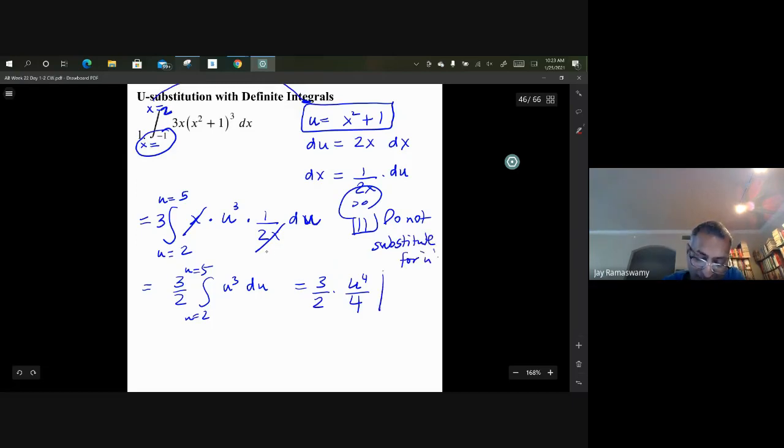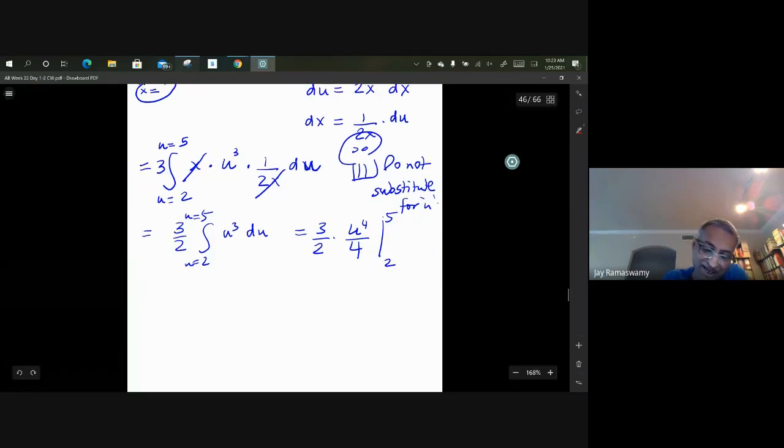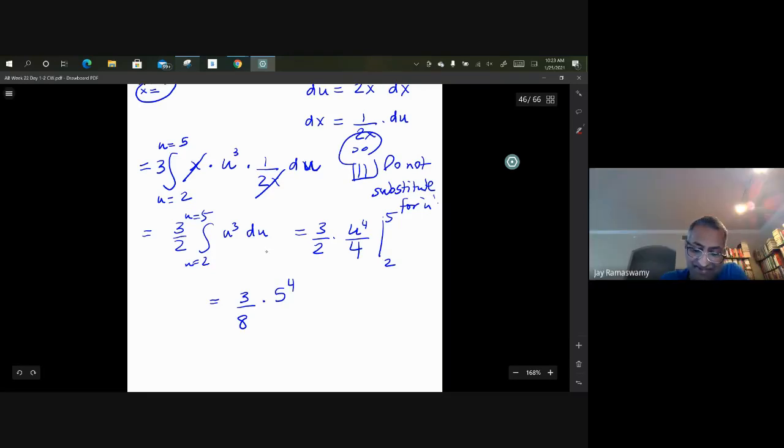Why? Because I already changed the limits. I have a 2 and a 5. They're in terms of u already. Do you see that? They're already in terms of u. So I can just plug that in. So 3 over 8. What's your upper limit? 5 to the power of 4, minus 3 over 8, 2 to the power of 4.